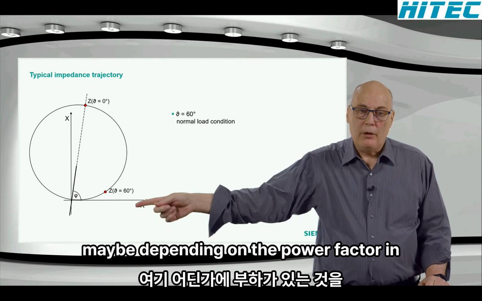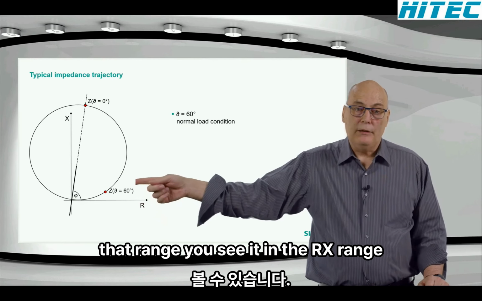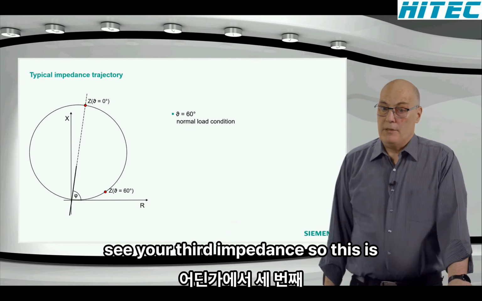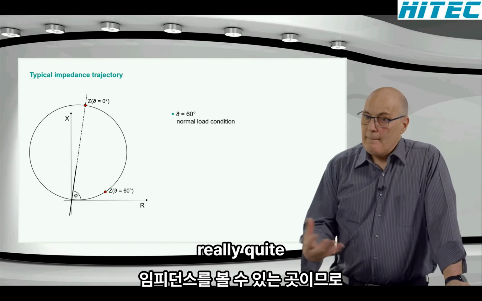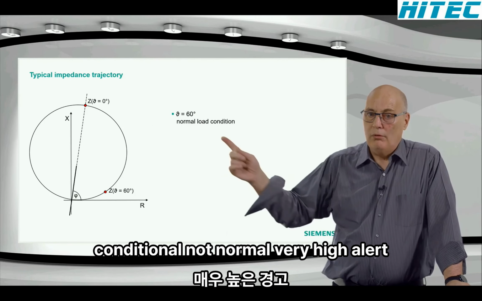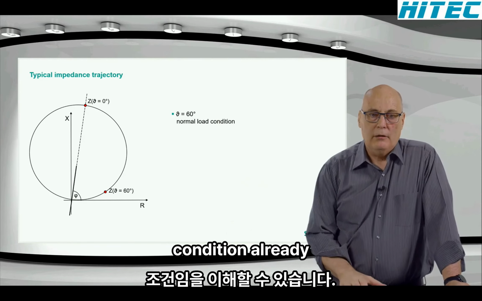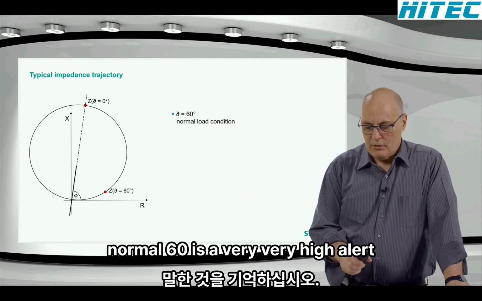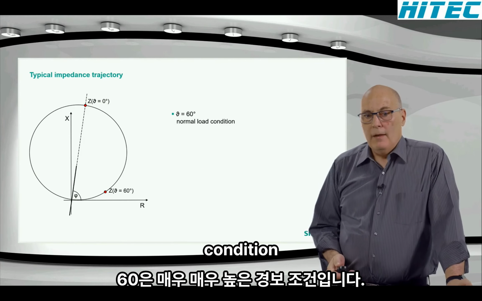Okay, maybe depending on the power factor in that range. You see it in the RX range somewhere here. That's where you would see your load impedance. So this is really quite understandable for us now. A normal load condition, or not normal, very high load condition already. Remember I said 40 degrees would be normal load. 60 is a very, very high load condition.